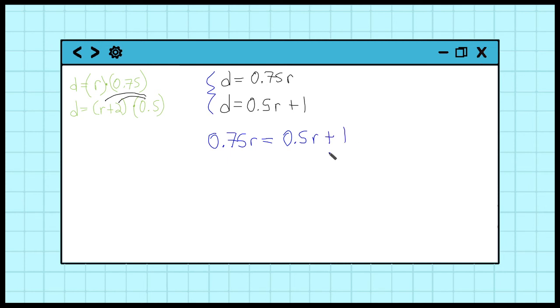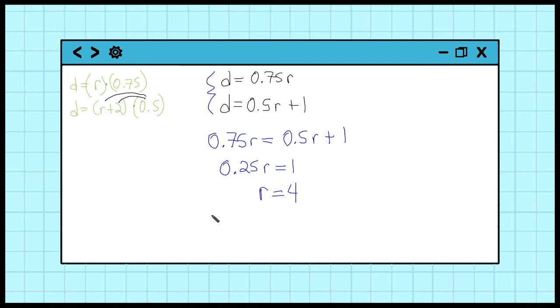I want to solve for R, which is again the rate at which the rower is moving. And so we're going to subtract this 0.5 R over, which gives us 0.25 R is equal to 1. When you divide both sides by 0.25, you'll get that R is equal to 4.